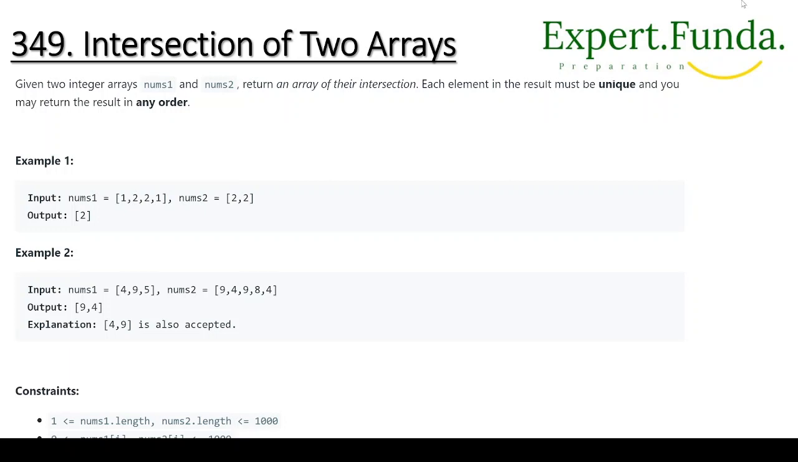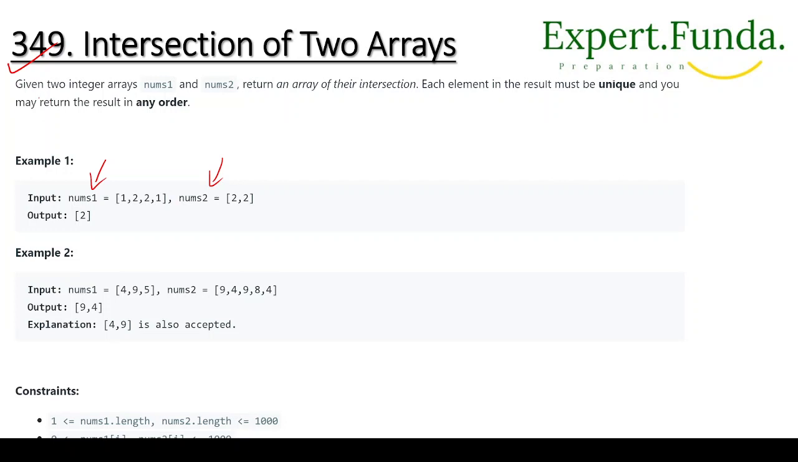So in this video we are going to understand the intersection of two arrays. This is LeetCode question 349. Let's understand this example first. We are given array 1 and array 2 and we have to find their intersection. Intersection is nothing but the common elements in both the arrays, and we have to return that as the answer.